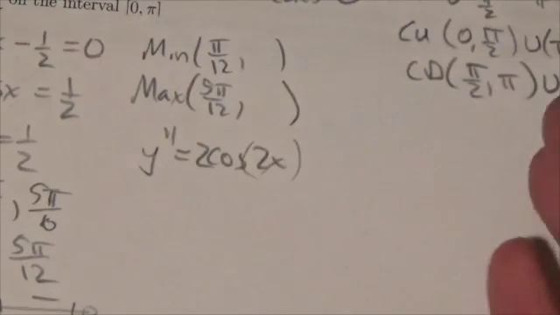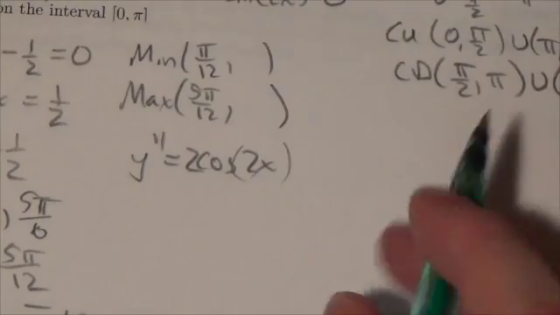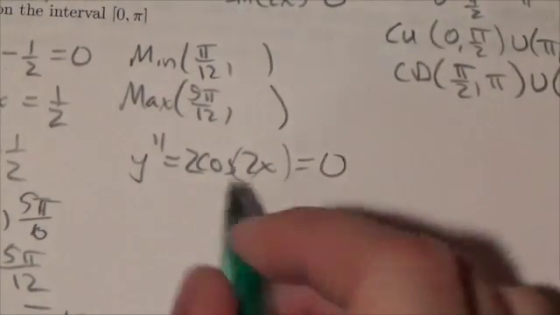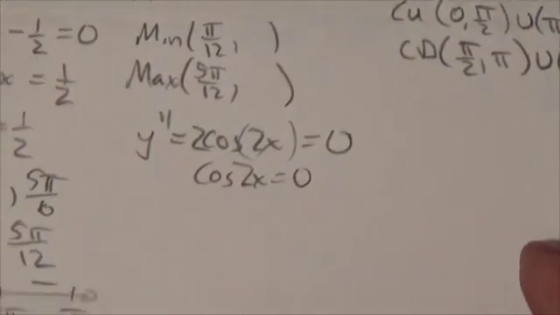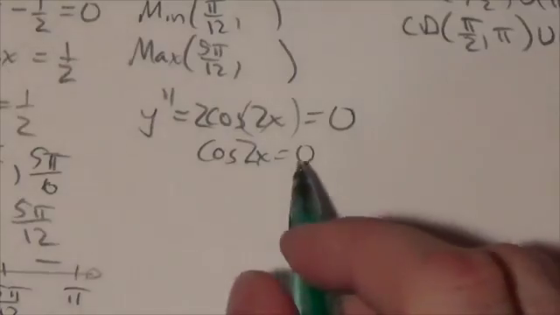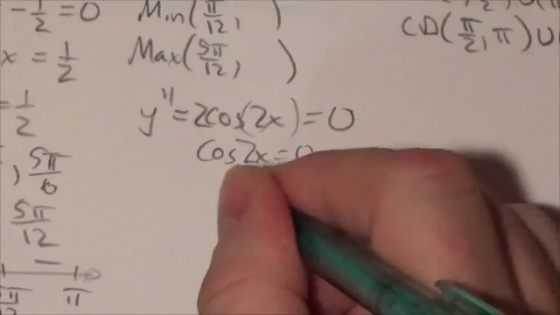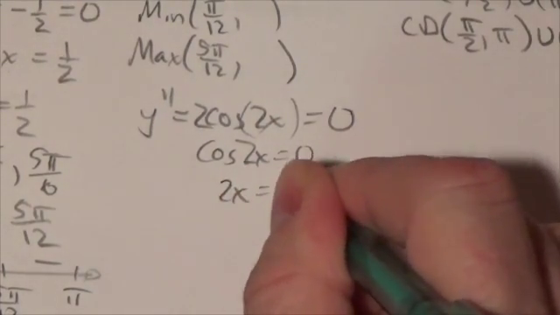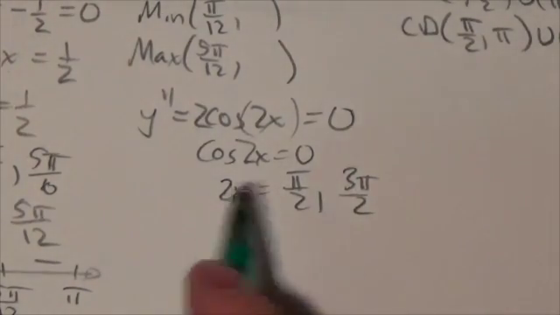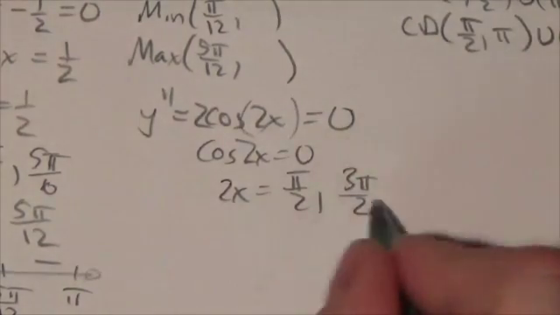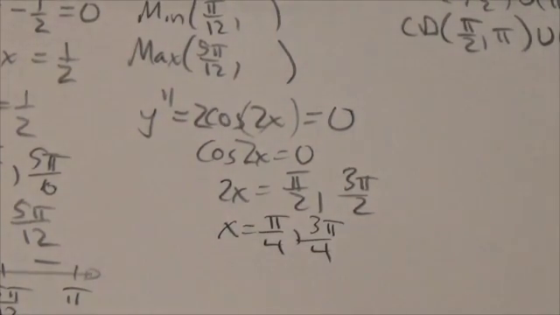I'm looking for the points of inflection ultimately, but to do that I got to figure out the changes in concavity. So I'm going to set this equal to 0, divide by 2, and I'll get the cosine of 2x is equal to 0. That is going to occur at 90 degrees and at 270 degrees, or 3 pi over 2. So 2x can equal pi over 2, or 3 pi over 2. Beyond that, I don't need to worry about it because I'm going to be outside the given domain. I'm going to divide by 2 to get pi over 4 and 3 pi over 4.